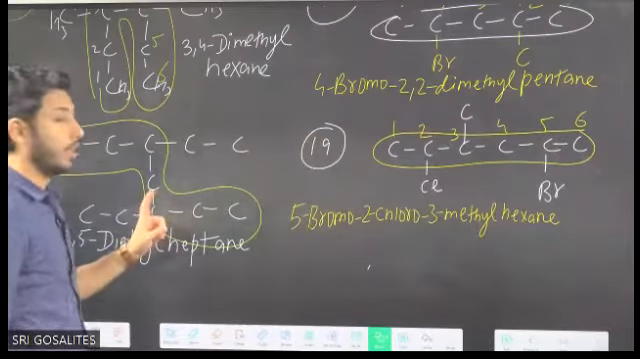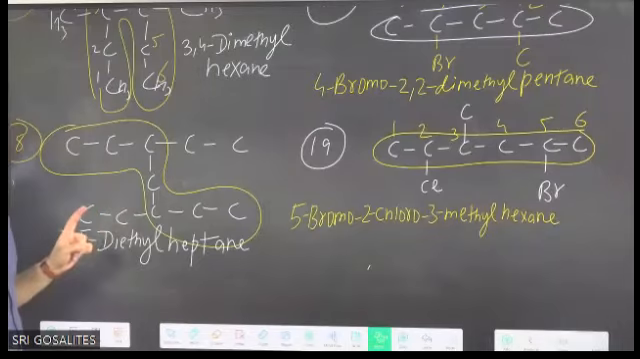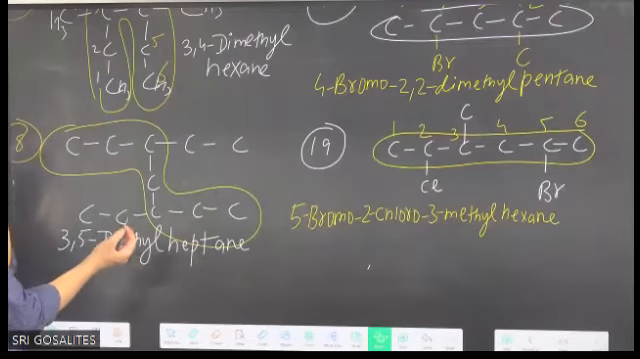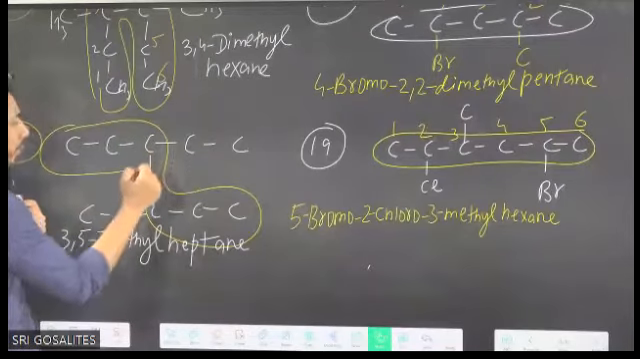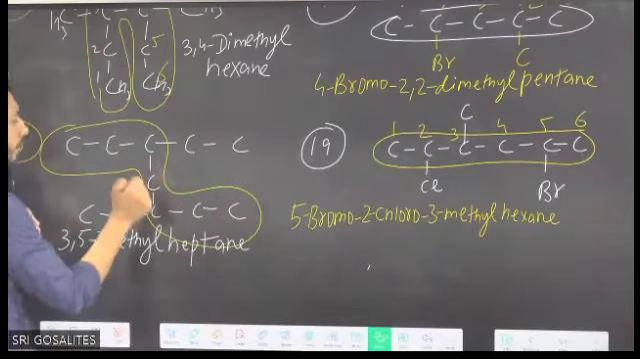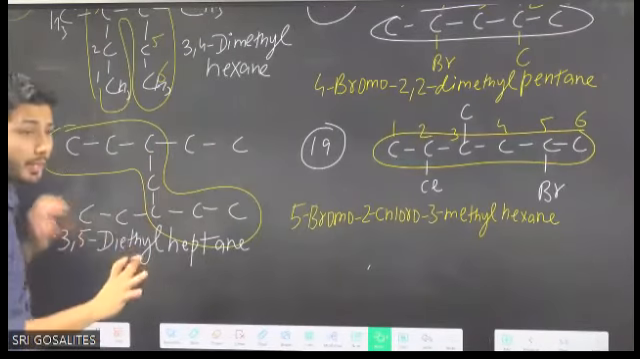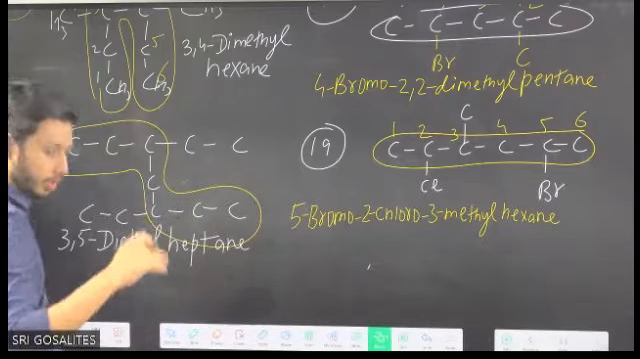Now, in the 18th question, it is the longest chain. You can select any side. 1, 2, 3, 4, 5, 6, 7. 1, 2, 3, 4, 5, 6. Any side. Ultimately 7, which is not part of the parent chain.